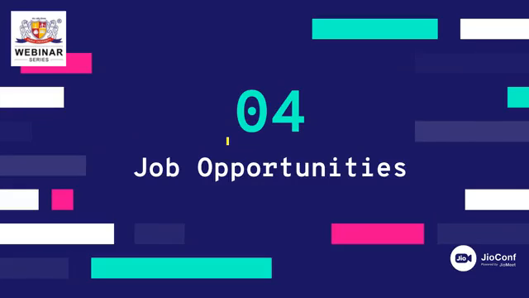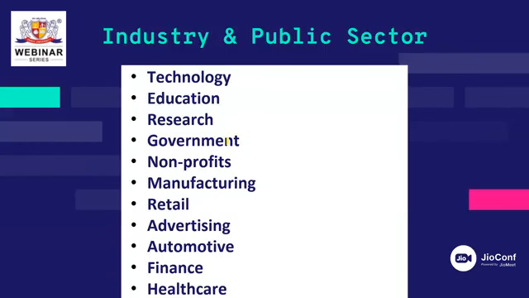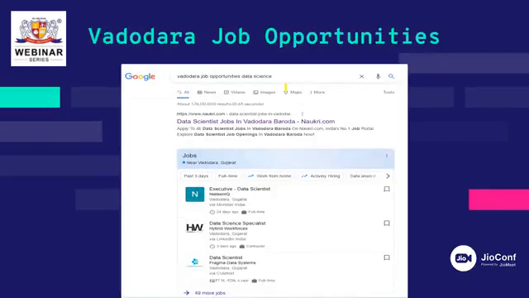So now we have the job opportunities for this, in technology, in education, in research, in government entities, non-profits, then manufacturing, retail, advertising, automotive, finance, and in the healthcare industries. These all are the areas where we can use this. In Vadodara, there are job opportunities from Nielsen. You can directly apply to Nielsen for data scientist. Then hybrid workshops also, you can see different types.